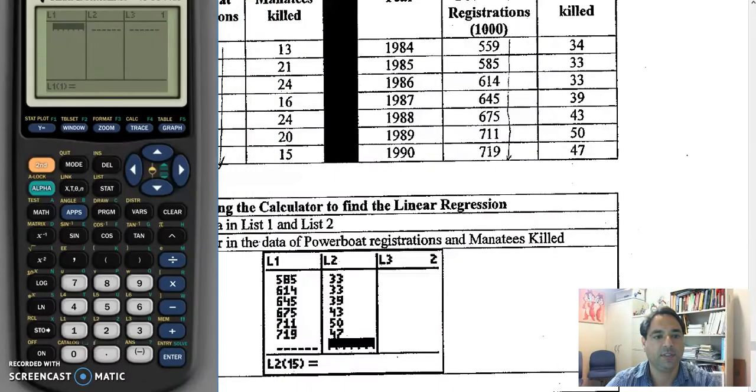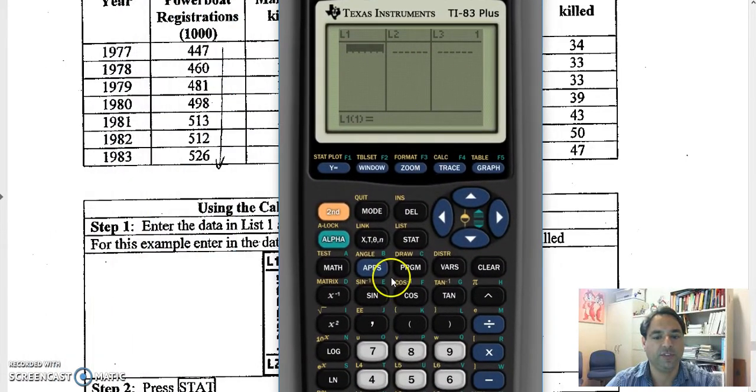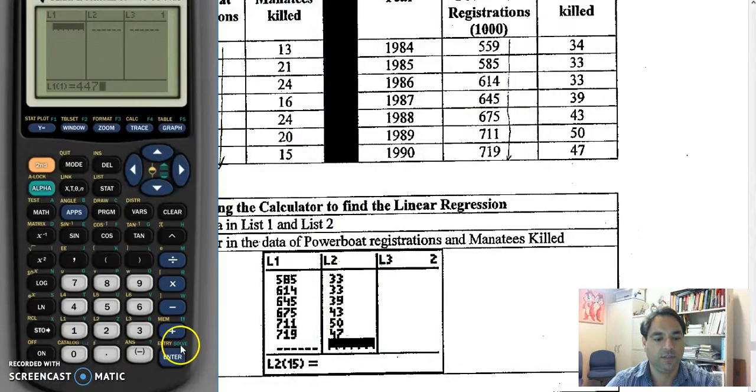And we're going to put the data in, so I'll do the first one for you, 447, enter, and then 13 on the other side. Make sure they match up. I'm going to go ahead and continue putting all the data in, but we're going to put all the powerboat registrations in list 1, and all of the manatees killed in list 2. Okay, so I put all the data in the lists, and you have step-by-step instructions on how to do all that. And the question is, how do I find the line that goes through that data?